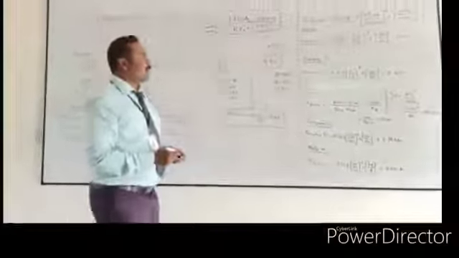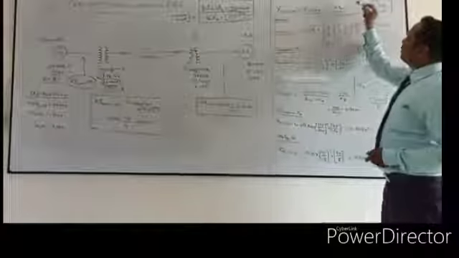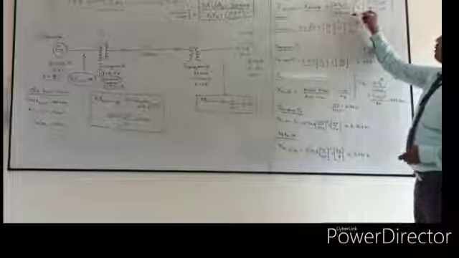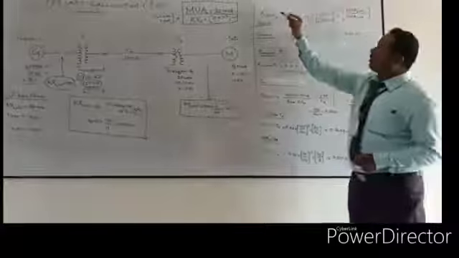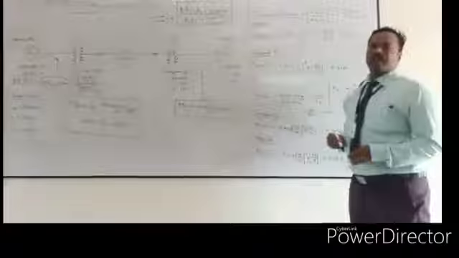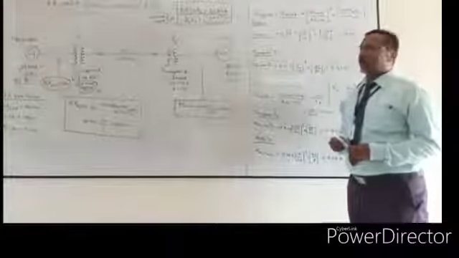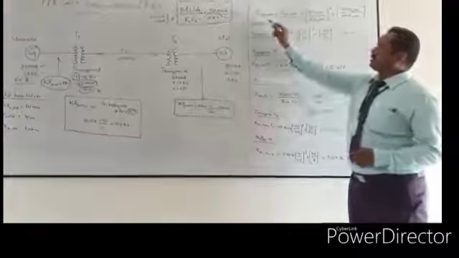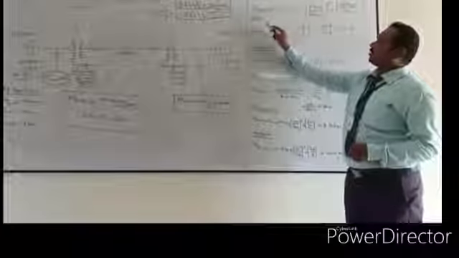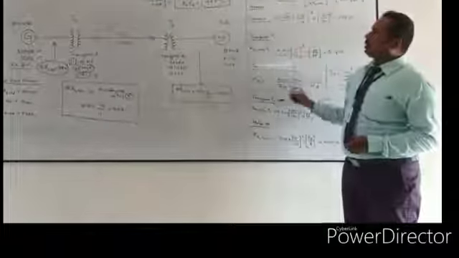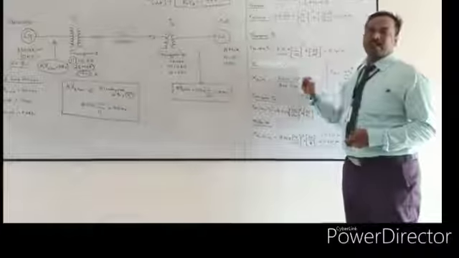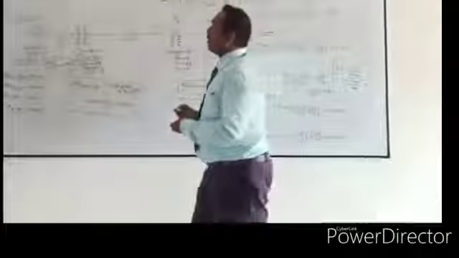The formula for the new per unit value is given here. You can see that X per unit new is equal to X per unit old, multiplied by the old base kV over the new base kV, squared, multiplied by MVA base new over MVA base old. With the help of this formula, we are going to calculate the new per unit values for the reactances of the components present in the power system. The example is given here: for the generator, how we calculate the new per unit value, and similarly we calculate all the new per unit values for the other components. We will take them one by one.